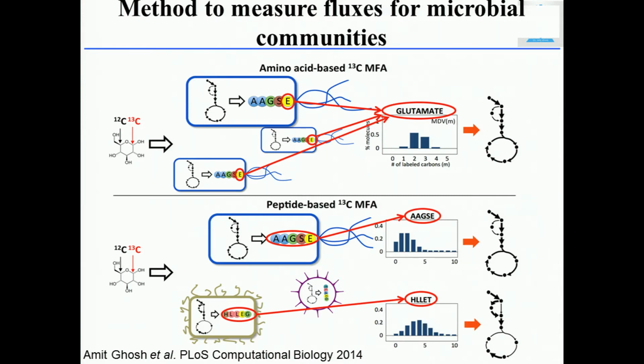So, in the normal amino acid 13C MFA you have a metabolite profile for the amino acids, whereas for the microbial community you get it for the peptide. This peptide is also made up of amino acids, which you can break down. So, once you have the peptide labeling, you can deconvolute the peptide labeling into amino acid labeling, and it is also very easy. That amino acid labeling can then be used to measure the fluxes.